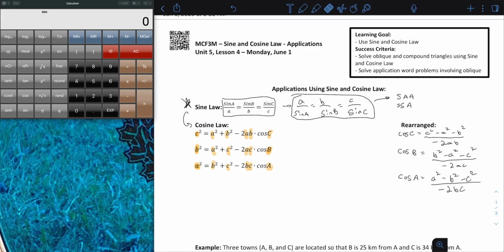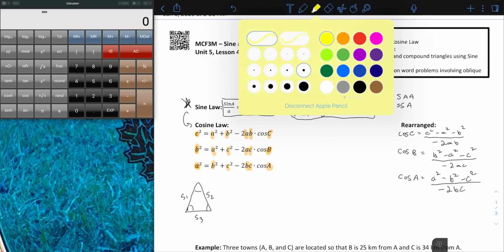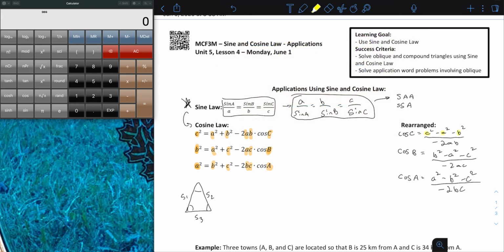Now, when to use this one? You use cosine law when you don't have three pieces of information needed for sine law. An example of that would be a triangle where I'm given each of the side lengths, but I'm not provided any information about the angles. In that instance, I have to use the equation that has all side lengths in it in order to find one of the angles. Once you have it, then you can use sine law afterward.